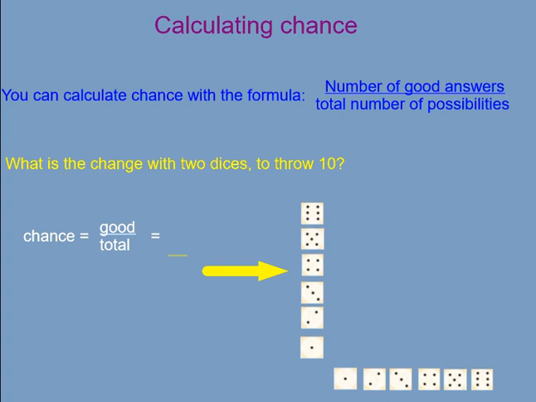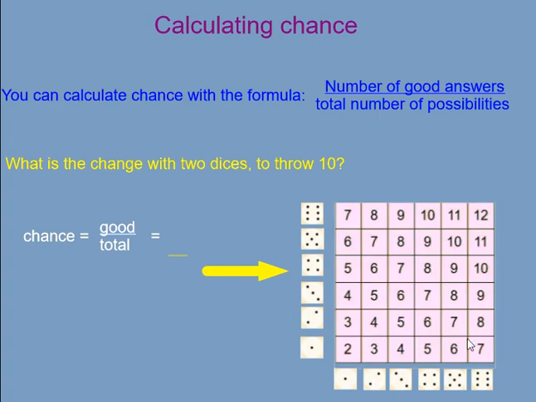First you have to look at how many ways you can throw 10. Let's see: 1 and 1 is 2, 2 and 1 is 3, and now you look at 10. You see 10 over here, and over here, when you throw 6 and 4, 5 and 5, and 4 and 6. So 3 possibilities, and that means the number of good is 3.